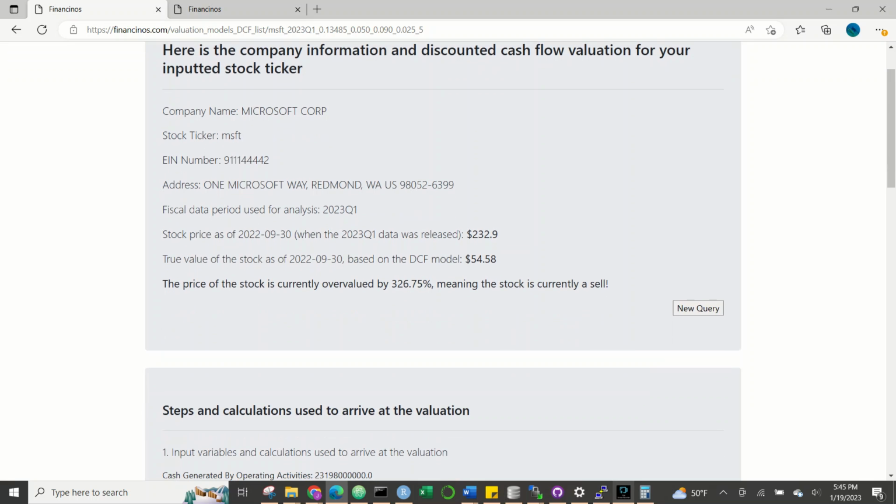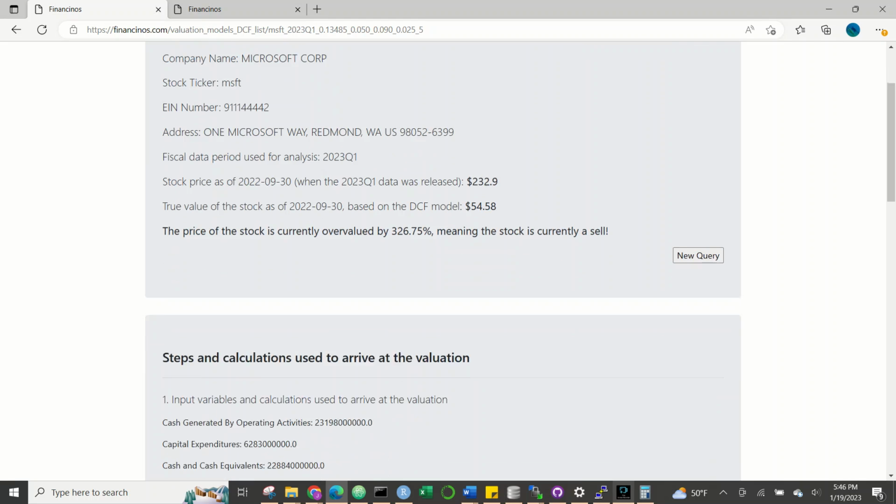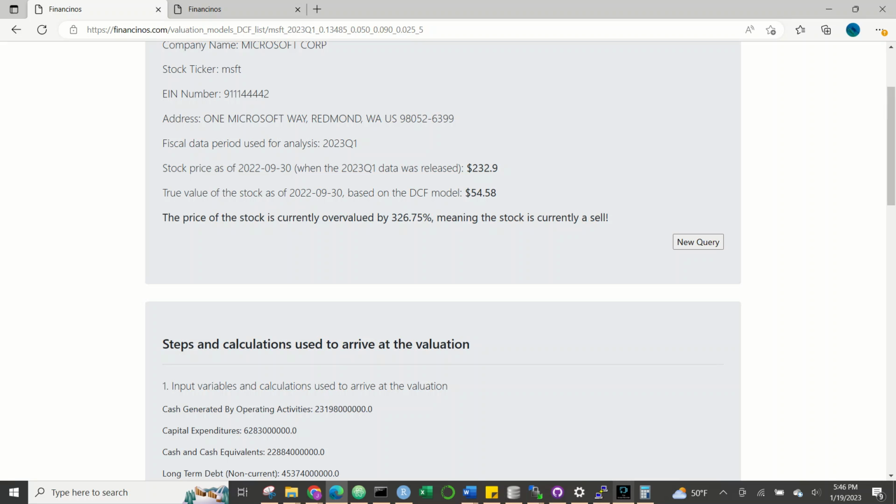All right, so we have the stock price as of when the 2023 Q1 data was released. The 2023 Q1 data, the financial statements from the SEC, was released on 9/30/2022. The discounted cash flow model valued Microsoft at $54.58. So when we compare the actual stock price of $232.90 and $54.58, the stock is currently overvalued by 326% because the discounted cash flow model only projected this price right here.